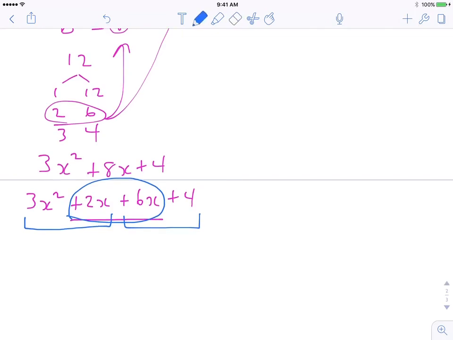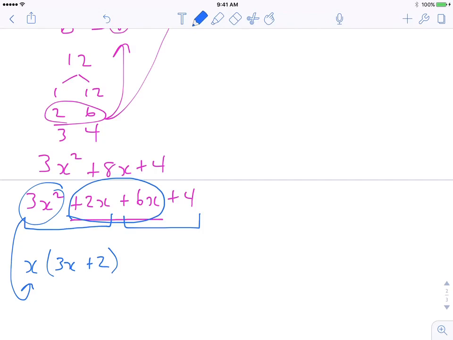So our next step will be to remove the GCF between 3x squared and 2x, and the GCF is x. So x times 3x will get me 3x squared, and x times a positive 2 will get me 2x. Again, that's the way I think about it. But you may prefer to think of it as 3x squared divided by x. What does that get me?